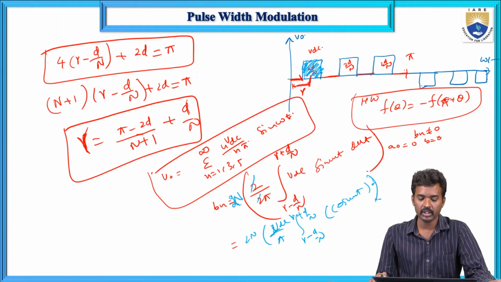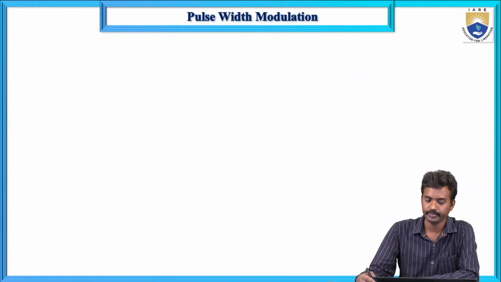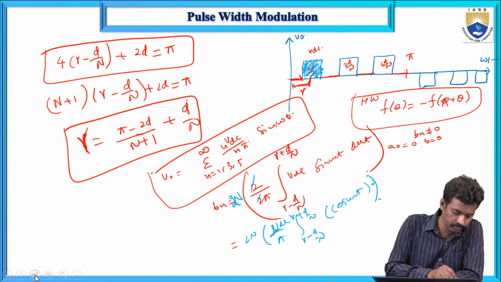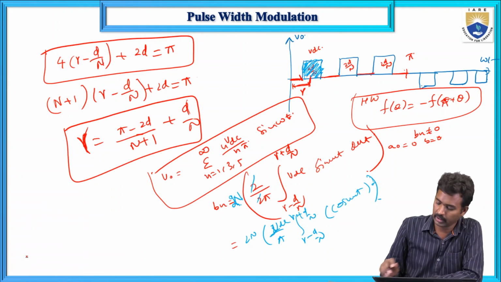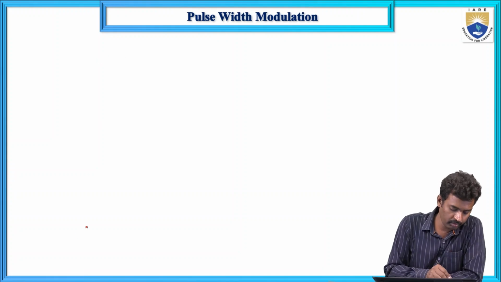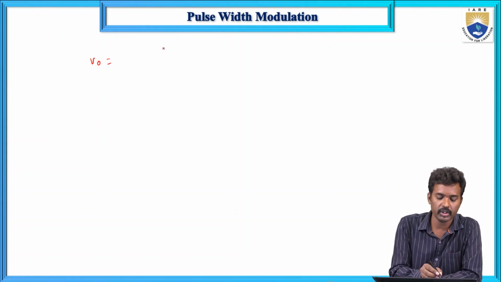In the next step, what is the conclusion? Let me take the red color. What is the conclusion here? The output voltage V output equals V naught equals, what is the formula?